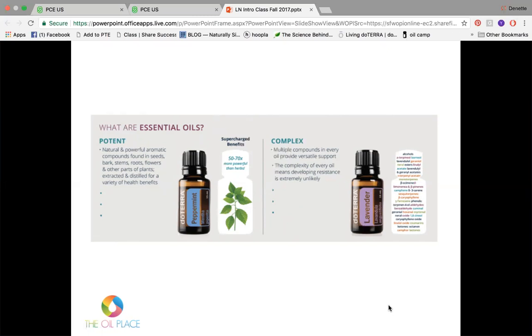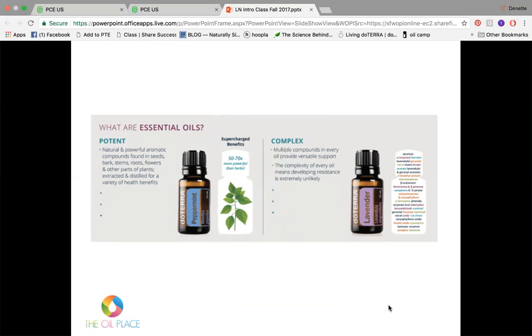So what are essential oils? They are the natural and powerful aromatic compounds found in the seeds, bark, stems, roots, flowers, and other parts of the plants, extracted and distilled for a variety of health benefits. They are very complex. There are multiple compounds and every oil provides versatile support. So the complexity of every oil means developing resistance is extremely unlikely.